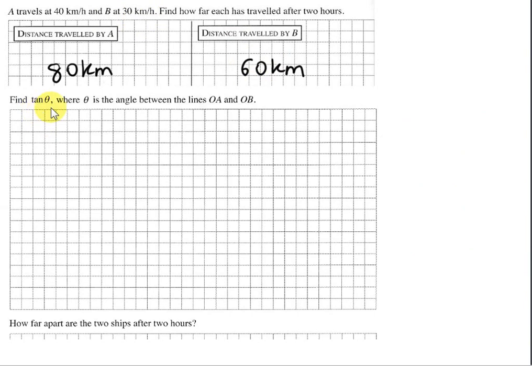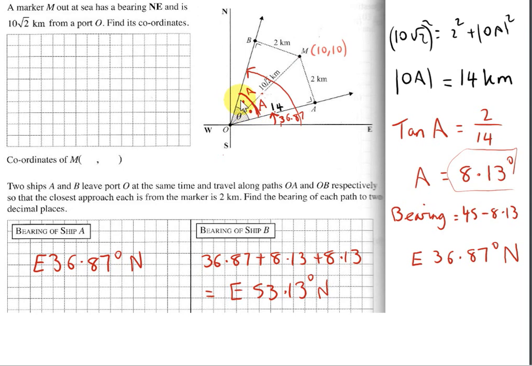Find tan theta, where theta is the angle between lines OA and OB. Well, that's straightforward now, because we got this angle A. Theta is just 2 times angle A, and A is 8.13 degrees.